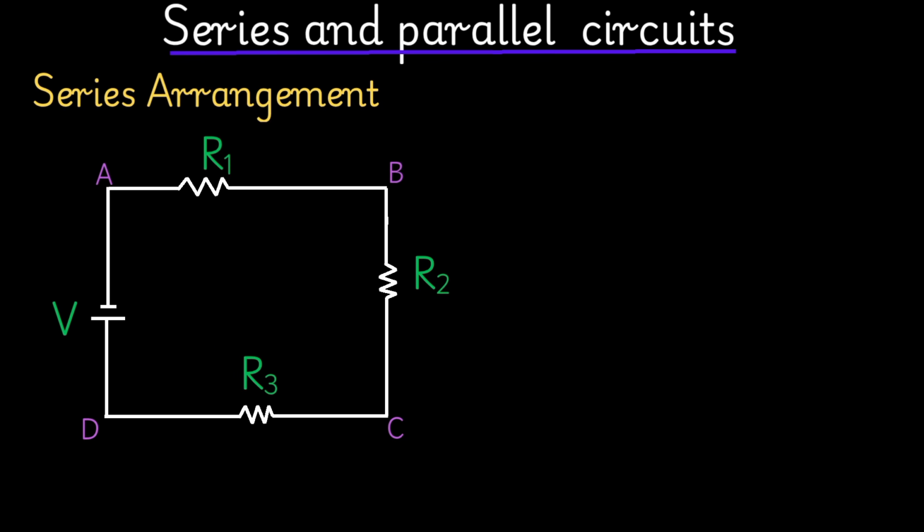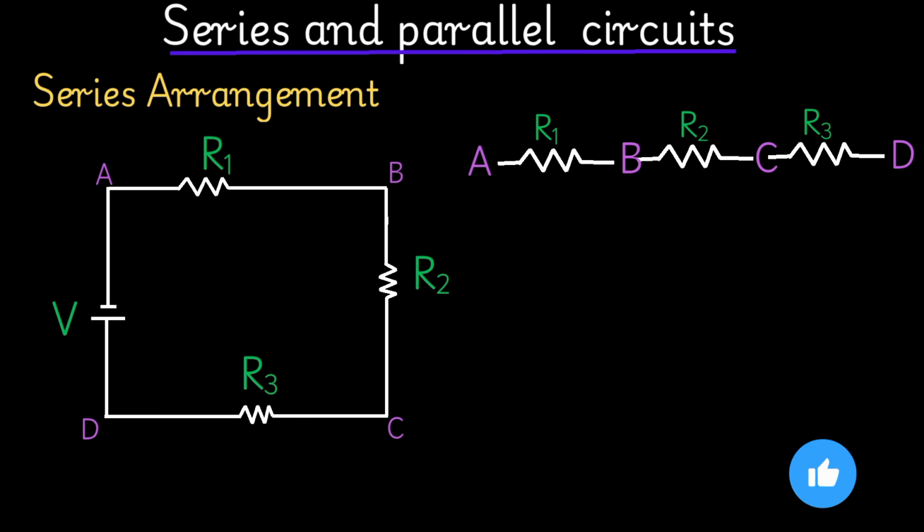I want us to represent this in a line form. So we shall write A, B, C, D in a line. Then notice that between A and B we have resistor R1. So we shall have here R1. Then between B and C we have R2. And lastly between C and D we have R3. Now notice that it is basically possible to represent this in a line because it is a series arrangement.